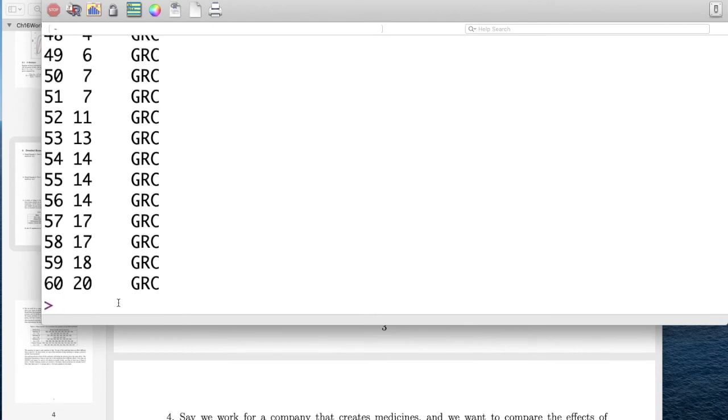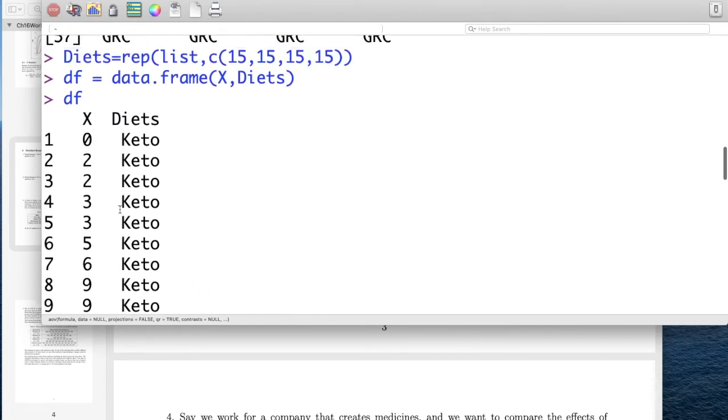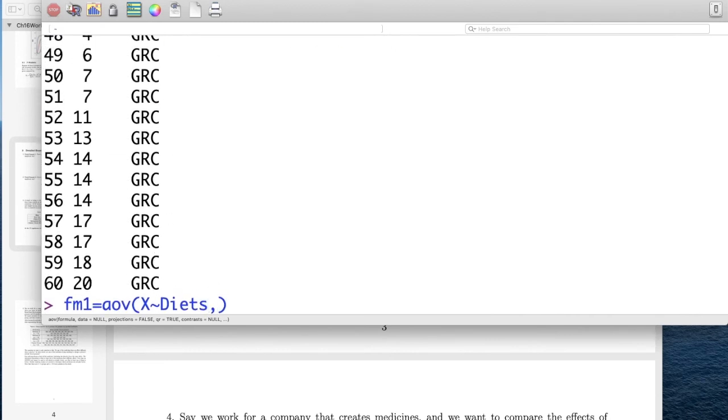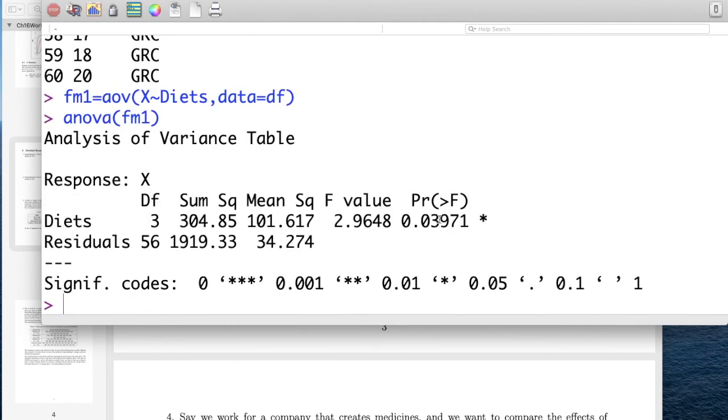All right. And so now we're ready to run the analysis of variance model. And so we're going to compare our data to the diet. Let me make sure I called it diets. Yeah, with an S. I just want to make sure that I use the right term there, otherwise we'll get an error. And the data that we're going to use is our data frame, DF. And that's going to be our formula. And then we want to run an analysis of variance on that formula. And it turns out that our p-value is going to be 0.04, roughly.